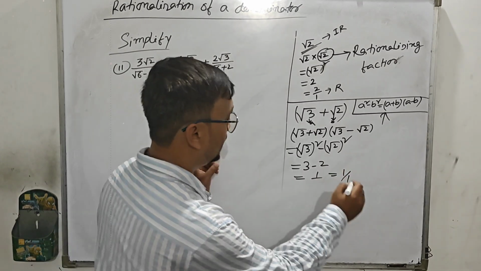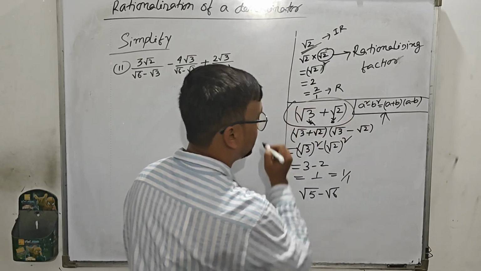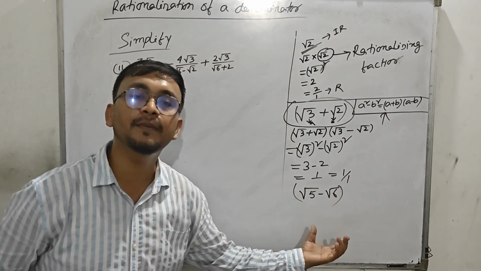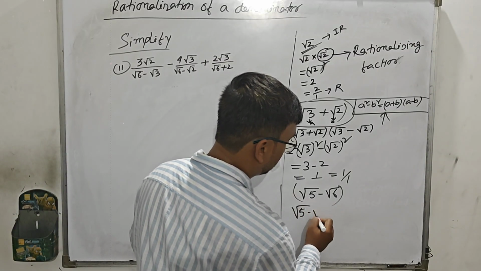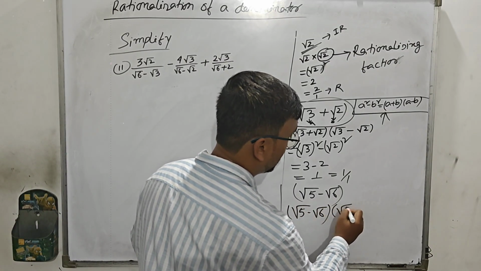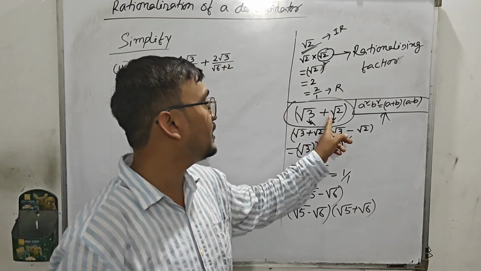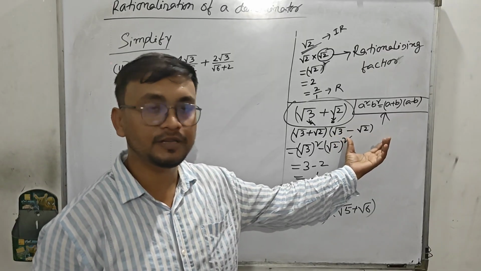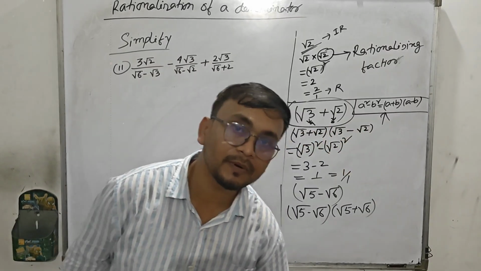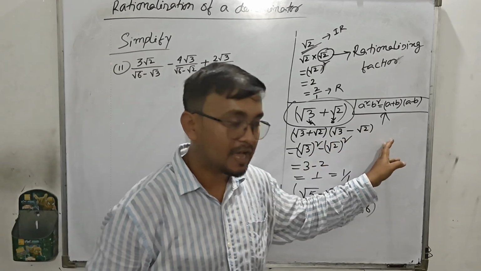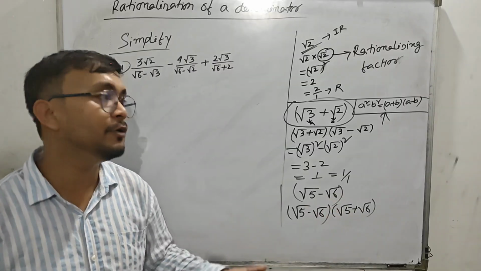Don't get confused. If you have root 5 minus root 6, initially it was positive. This time we are taking a difference of two irrational numbers. No worries. This time root 5 minus root 6 should be multiplied with root 5 plus root 6. What is the learning from here? If it is given in a plus b form, then multiply a minus b with it. And if it is given in a minus b form, do the opposite. Multiply a plus b with it.